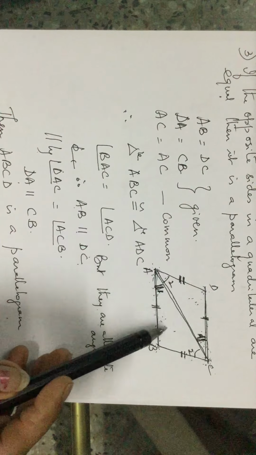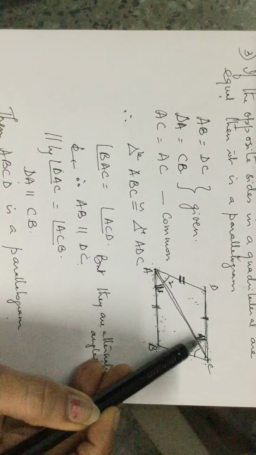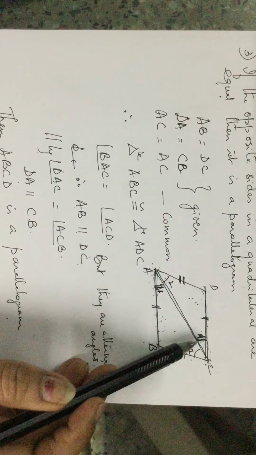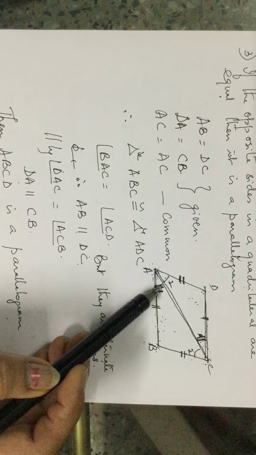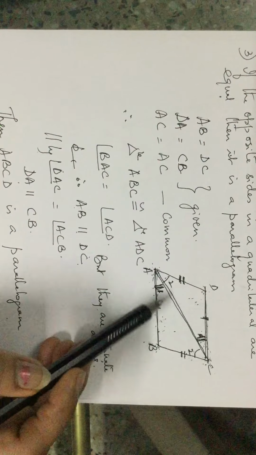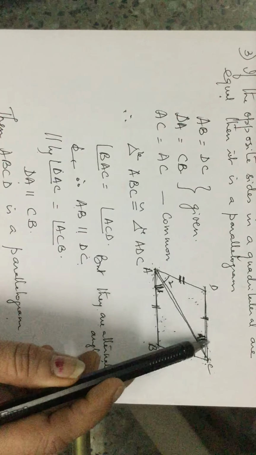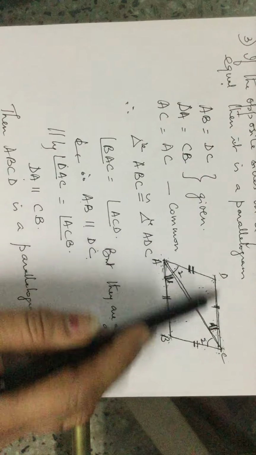Now we know that because these two triangles are congruent, this angle becomes equal to this angle, but they are alternate angles. Because an alternate angle comes when? Only when there are parallel lines, right? That means there are some parallel lines here. Therefore, DC is parallel to BA, or DC is parallel to AB.